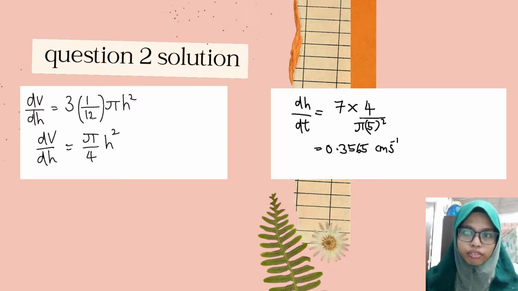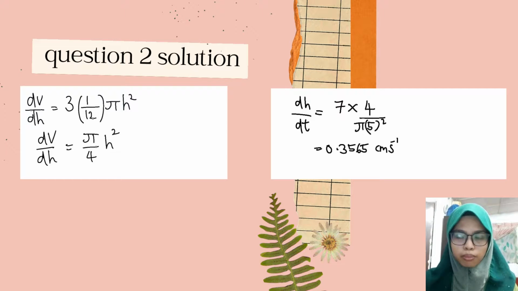We differentiate V, and we get dV dH equals pi over 4 h squared, and we want dH dV, so it will become 4 over pi h squared. So dH dt equals 7 multiplied by 4 over pi times 5 squared. The final answer will be 0.3565 cm s⁻¹.